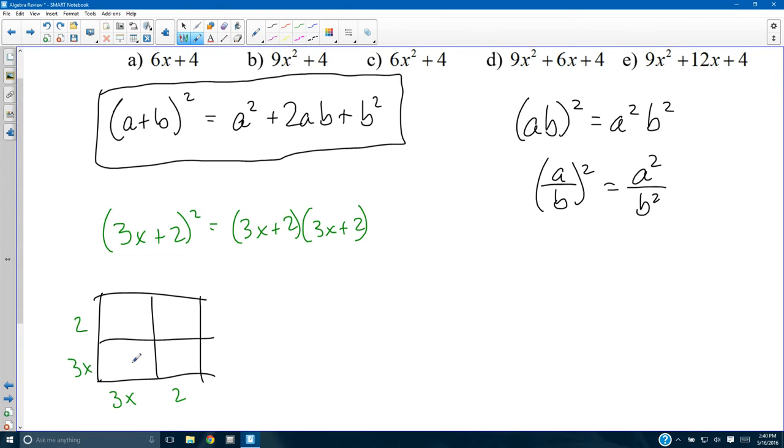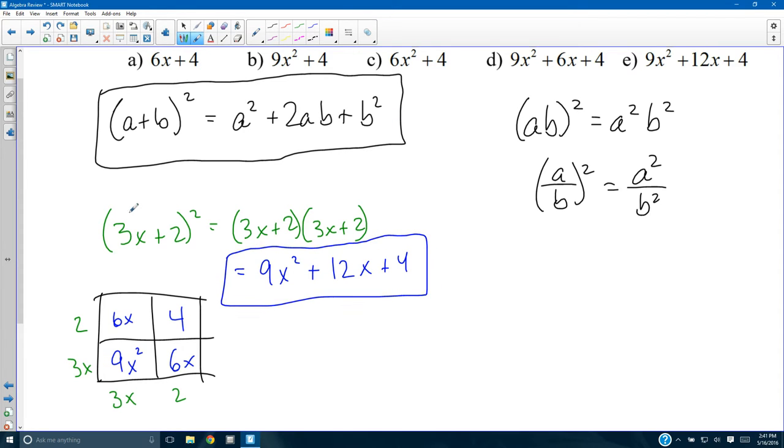So 3x times 3x is 9x squared. Okay, don't forget about the squared, x times x. 3x times 2 is 6x. 3x times 2 is 6x. And keep in mind, I did talk about these being rectangles. If this is 3x, this is also 3x up here. That's why I'm doing 3x times 2. And then 2 times 2 is 4. So you add all those up together, you're going to get 9x squared plus 12x plus 4. And that's your final expanded version of that one, which it looks like it's part E, or it's solution E right here.